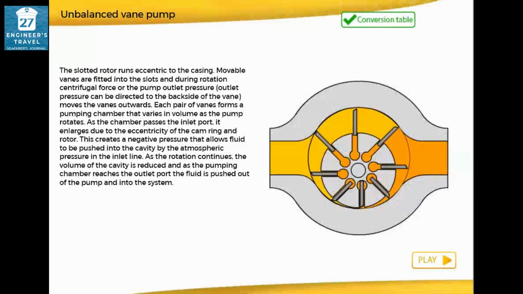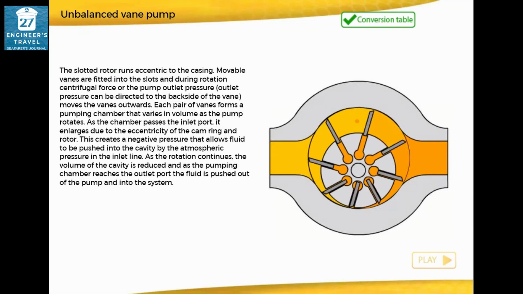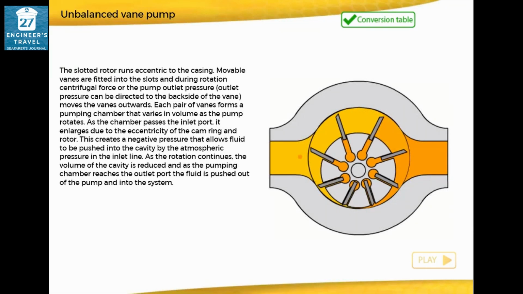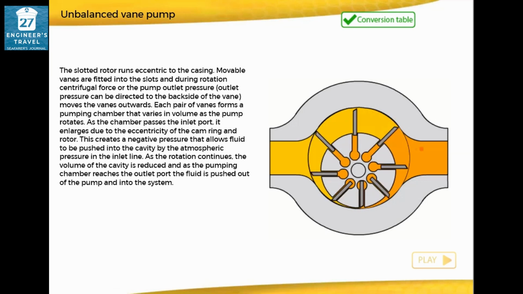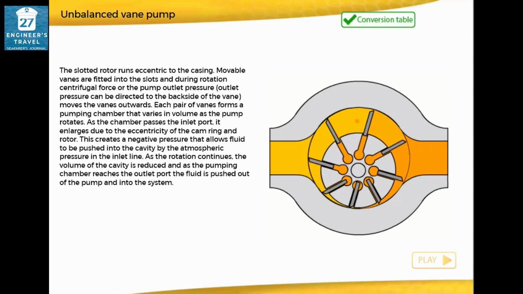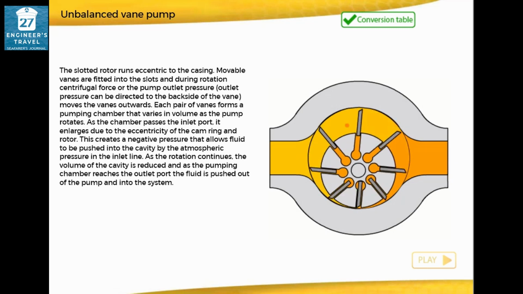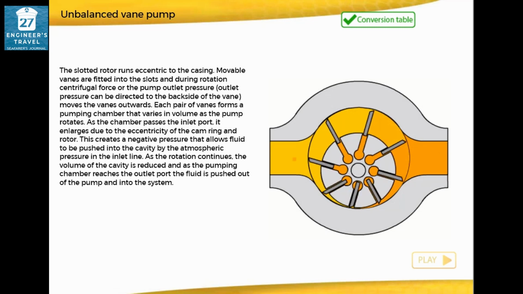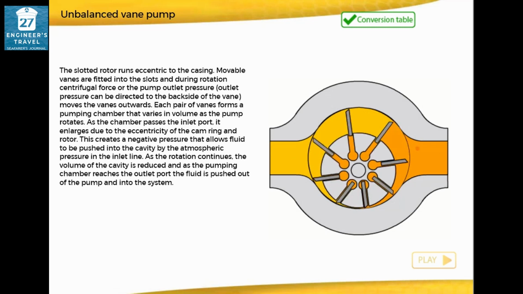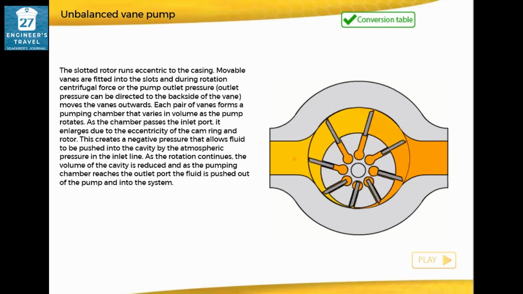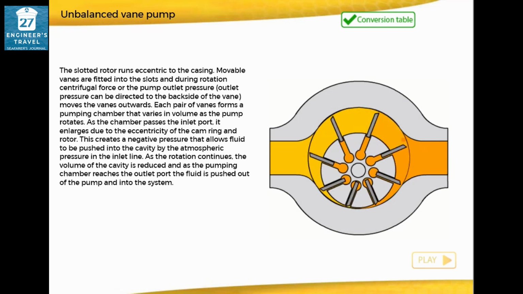Each pair of vanes forms a pumping chamber that varies in volume as the pump rotates. As the chamber passes the inlet port, it enlarges due to the eccentricity of the cam ring and rotor. This creates a negative pressure that allows fluid to be pushed into the cavity by the atmospheric pressure in the inlet line. As the rotation continues, the volume of the cavity is reduced, and as the pumping chamber reaches the outlet port, the fluid is pushed out of the pump and into the system.